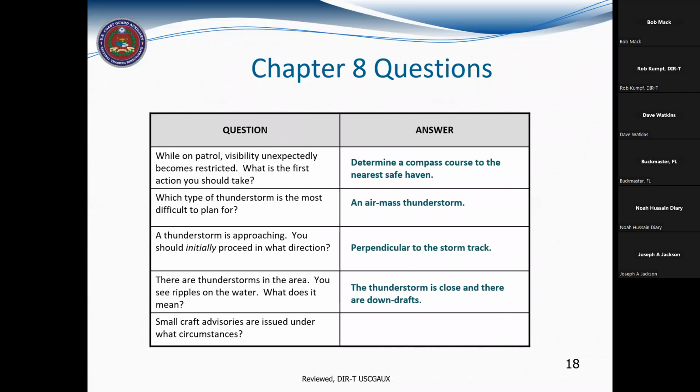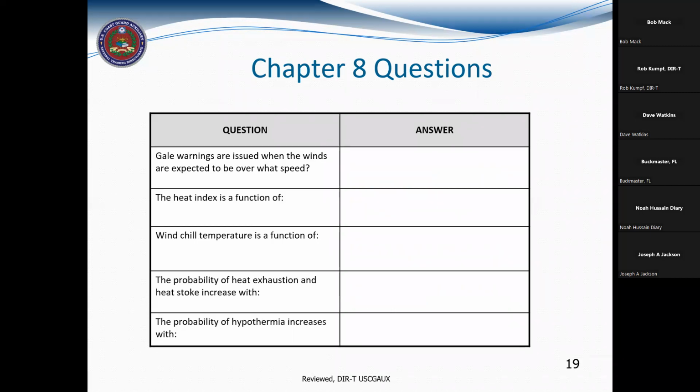Small craft advisories are issued under what circumstances? Depends on the area. Correct. Gale warnings are issued when the winds are expected to be over what speed? 34 knots. Correct. The heat index is a function of? Temperature, humidity. Yes. Wind chill temperature is a function of? Temperature and wind speed. Correct.